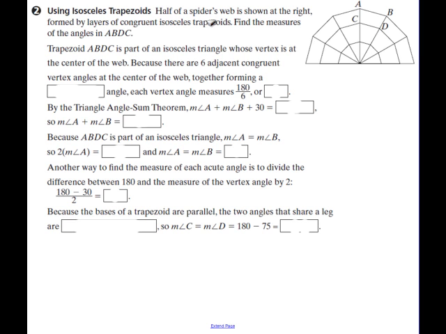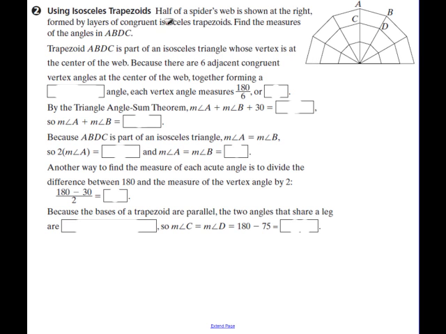So if we look at this, they call it a spider web. It does kind of resemble a spider web. And it says that it's formed by layers of congruent isosceles trapezoids. So that gives us even another bit of information. We can see our parallel sides here, so there's a base, and there's a base. Or if we're looking at the outer layer, there's a base, and there's a base.